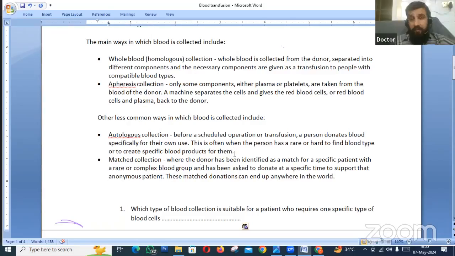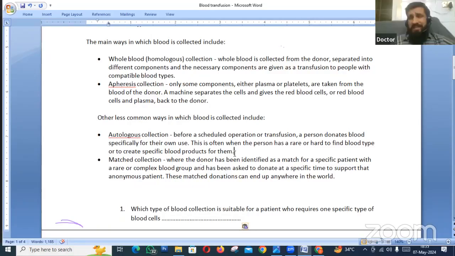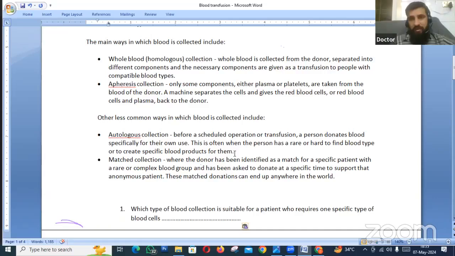But you have to select one best option. You can justify others, it could be, but this is not the best. Which type of blood collection should require one specific type of blood cells? The question is require one specific type of blood cells. Just see where they mention the exact name of a specific type of blood cell, blood type, or blood product type.